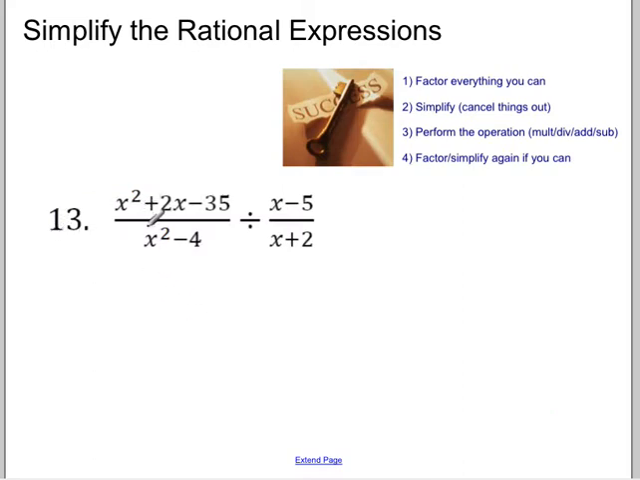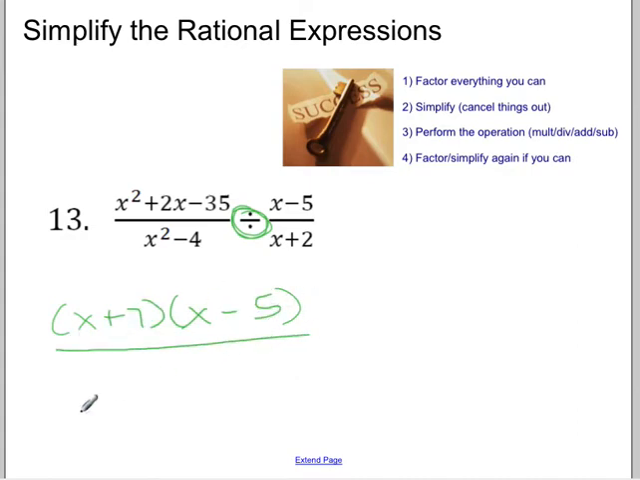Example 13, go ahead and look at that. Right away I see division, so I know I will need to multiply by the reciprocal. Let's just start looking at this first rational expression and factor. So I would have to say what multiplies to negative 35 but adds to 2. 7 times negative 5 is negative 35, but that also adds to 2. My denominator, x squared minus 4. Difference of perfect squares. So don't forget the square root of 4 is 2, and then you always do a positive and a negative. And now we are dividing.